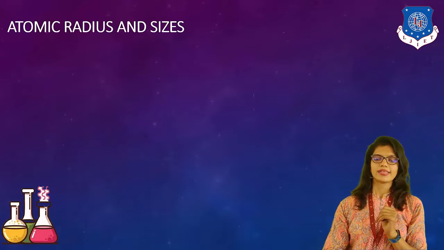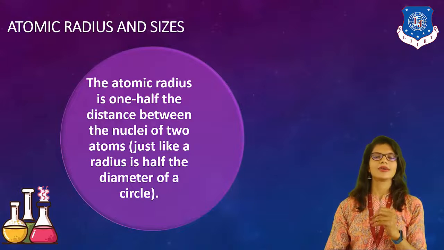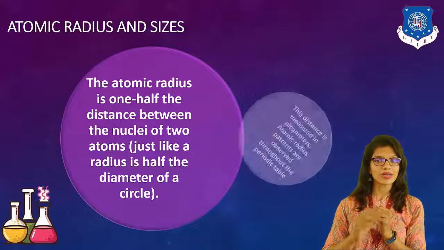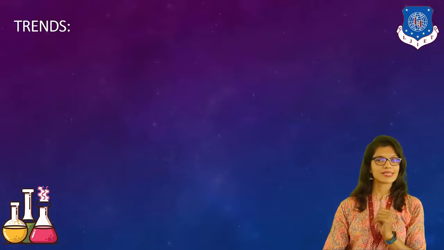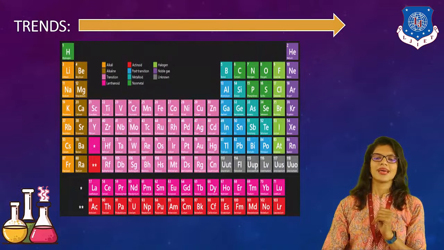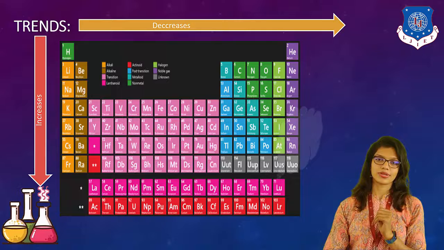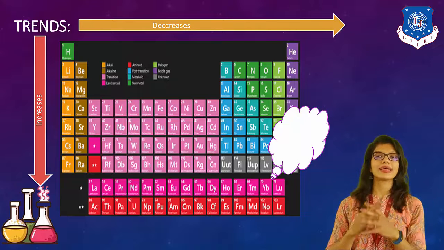Okay. Next periodic property that we will study here is atomic radius and sizes. What is the meaning of atomic radius? The atomic radius is half the distance between the nuclei of two atoms. Just as we decide the radius is half of the diameter of the circle, right? This distance is measured in picometers and observed through the periodic table. Let's see their trends here. Generally, when we move from left to right, it decreases, and when we move from top to bottom, it increases. Okay. Here also we have two exceptions. One is noble gases, another one is lanthanide-actinide series.